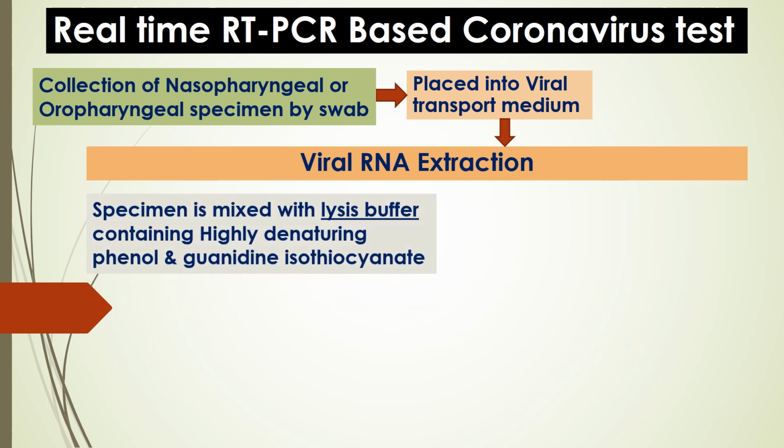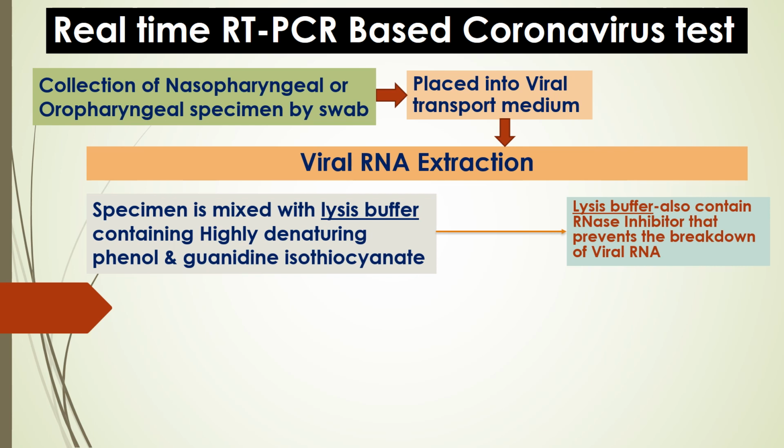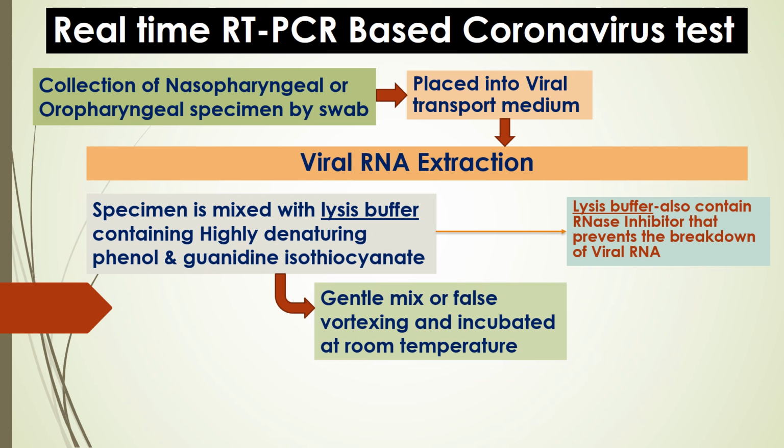The specimen is mixed with lysis buffer containing highly denaturing phenol and guanidine isothiocyanate. Lysis buffer also contains RNase inhibitor that prevents the breakdown of viral RNA. After mixing with lysis buffer, the sample is mixed with gentle mixing or false vortexing and incubated at room temperature. And virus is lysed.